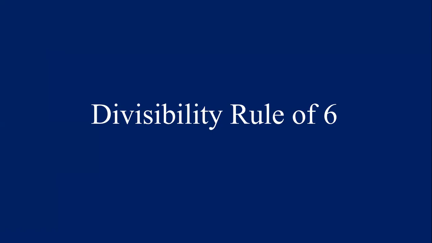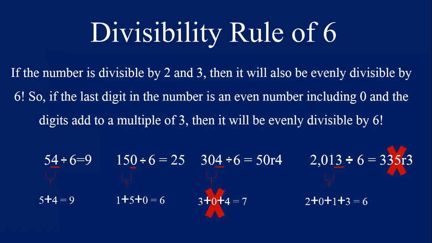The divisibility rule of 6. The divisibility rule of 6 tells us that if a number is divisible by 2 and 3, then it will also be evenly divisible by 6. So we have to know the divisibility rules for 2 and 3 to find if a number is divisible by 6. So if you remember, for 2, if the last digit in the number is an even number, including 0, and for 3, the digits add to a multiple of 3, then that whole number will be evenly divisible by 6. Let's look at a few examples.